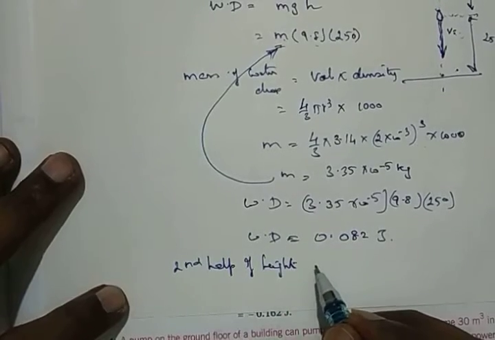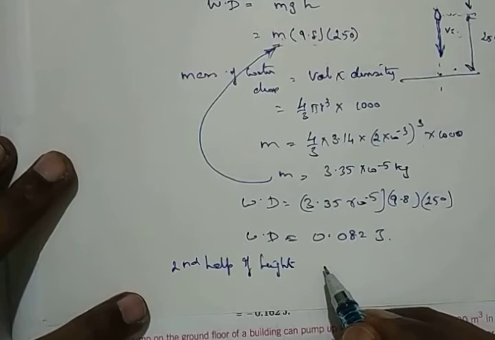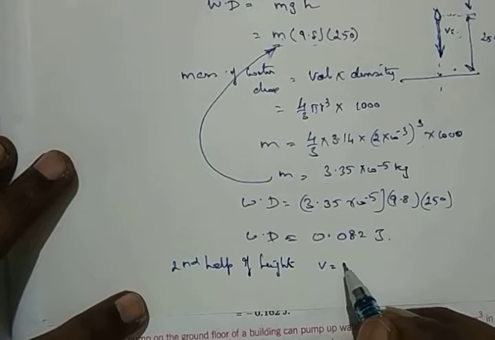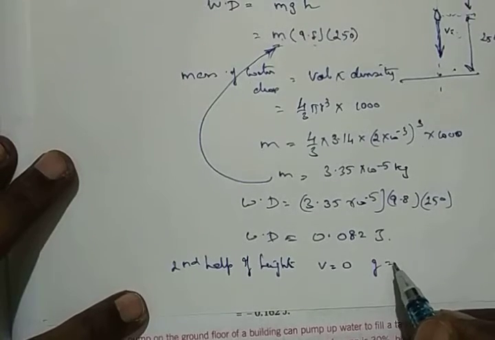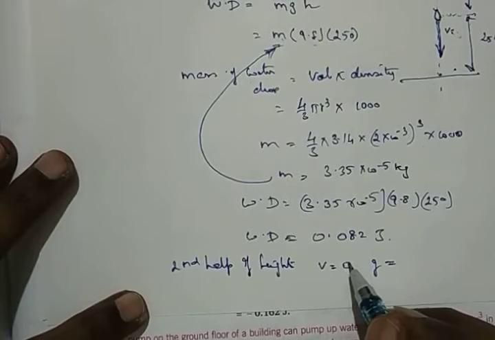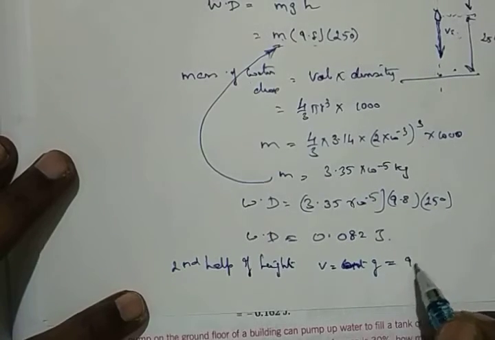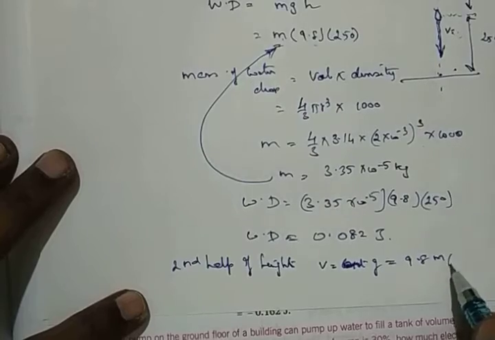So what is the value of V? V is not 0, it's a constant. You can say it's a constant value. That's called terminal velocity. G is equal to 9.8 itself, meter per second square.